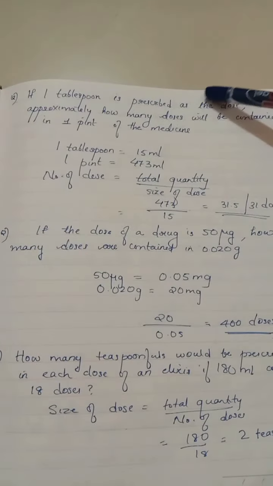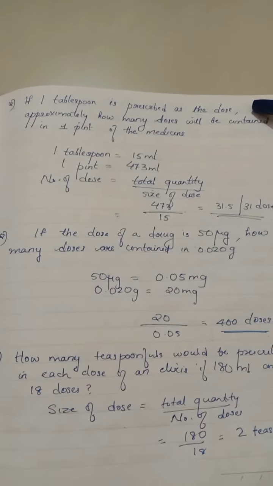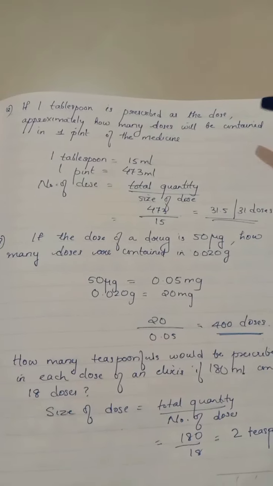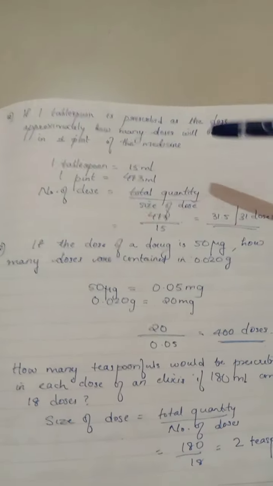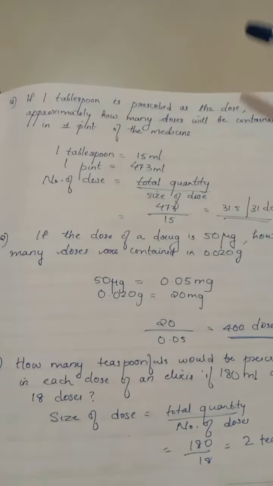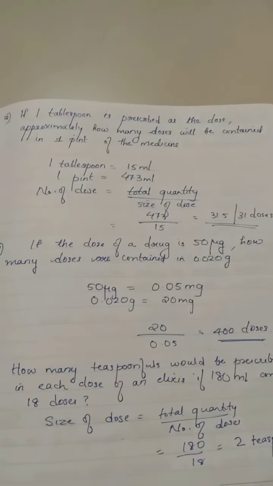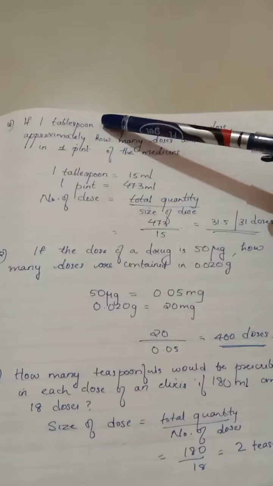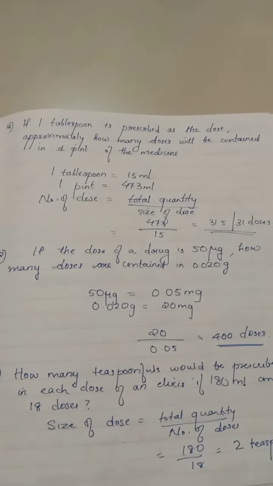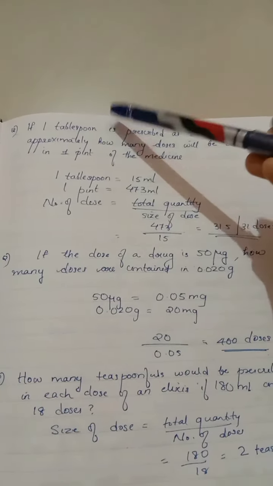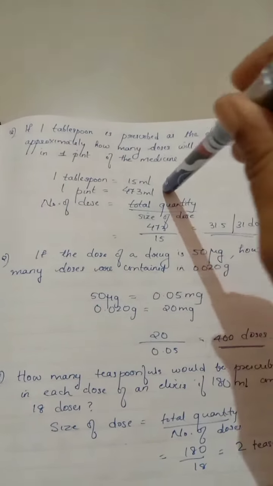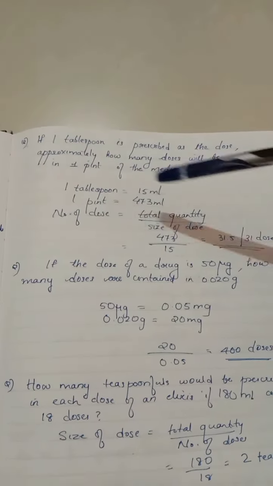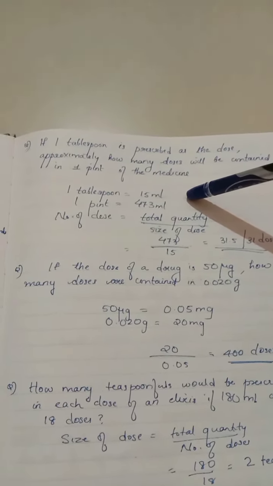Now we have the second question. If 1 tablespoon is prescribed as a dose, approximately how many doses will be contained in 1 pint of the medicine? Here two things are very important. First of all you need to know what 1 tablespoon is. 1 tablespoon is equal to how many ml? 1 tablespoon is actually 15 ml and 1 pint is actually 473 ml.